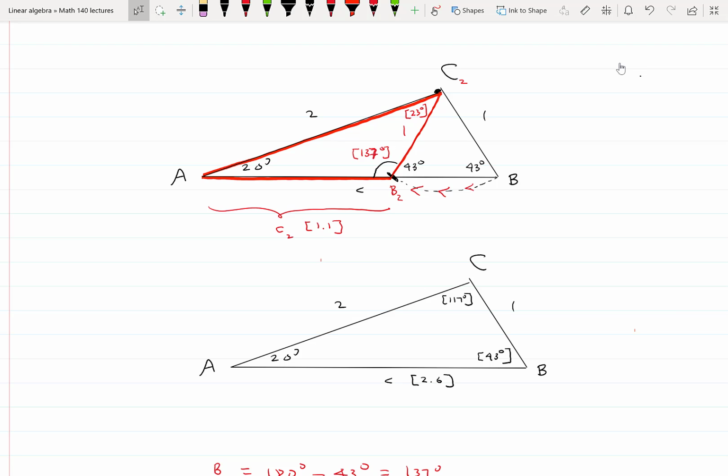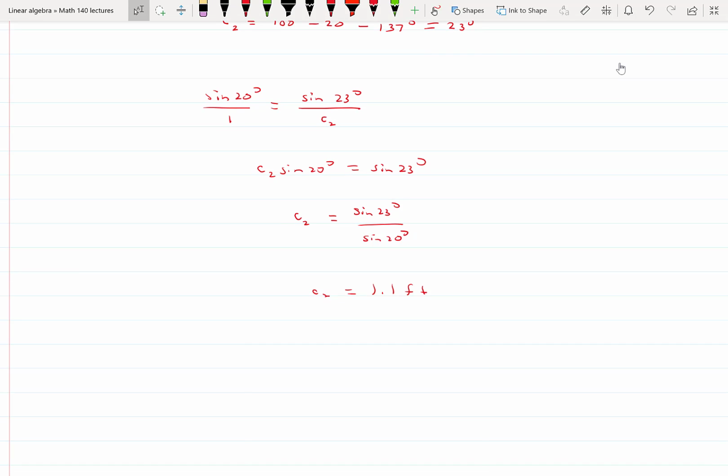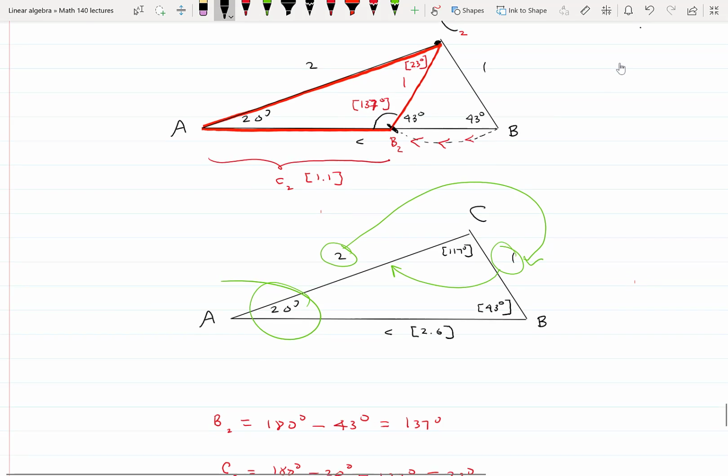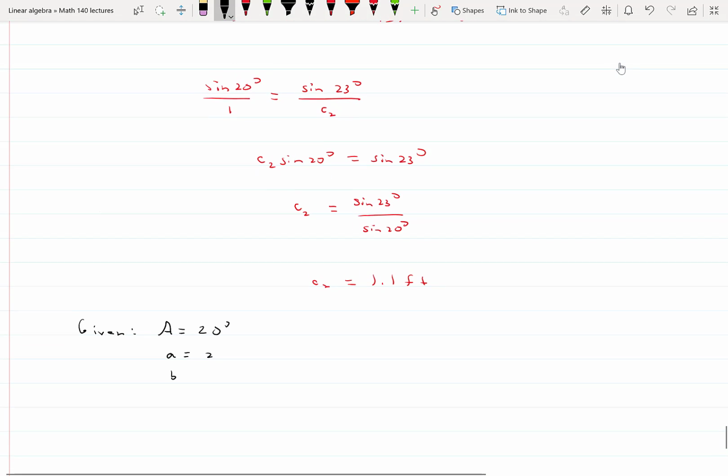It's going to be A is 20, so I'm going to keep A as 20, circling it in green. But I'm going to switch the sides. The side opposite is going to be 2, and the side adjacent to the given angle is going to be 1. Okay, this is very important. It's along the lines of showing you how you can tell if you have 1 or 2 triangles. So A is 20, small a is now 2, and small b, was it small b or small c? Small b is now 1.